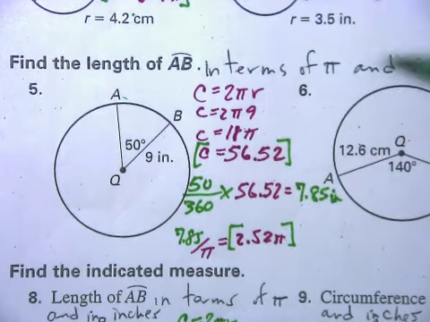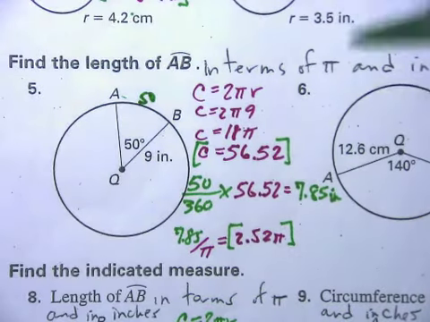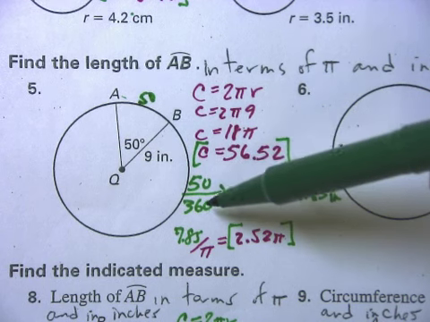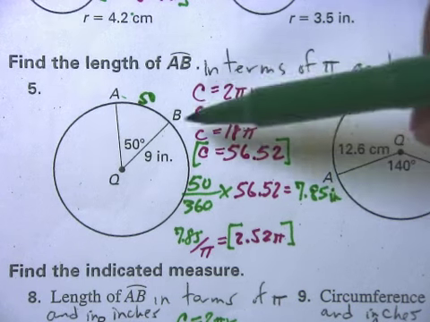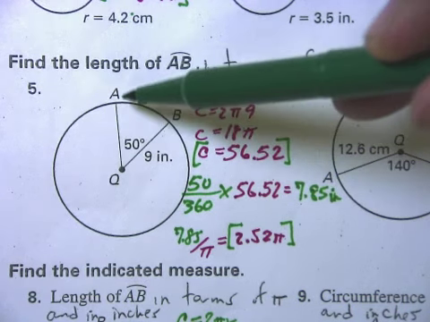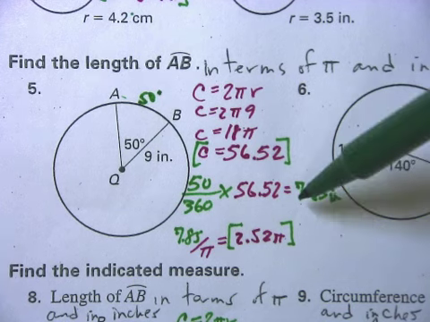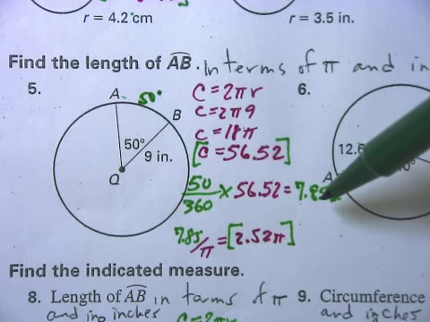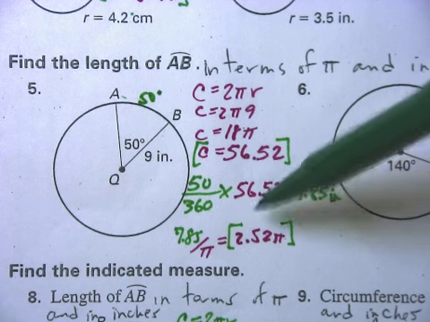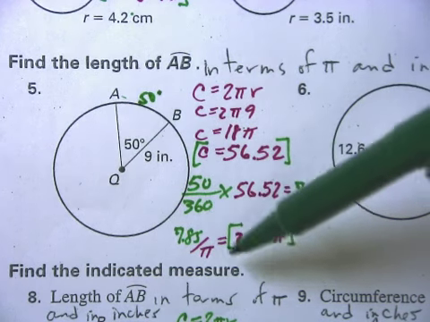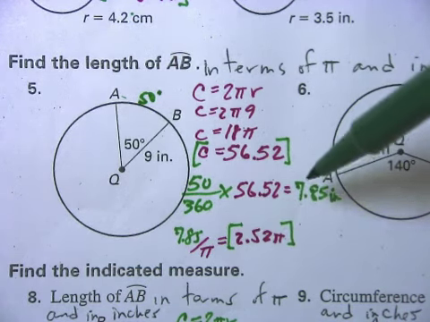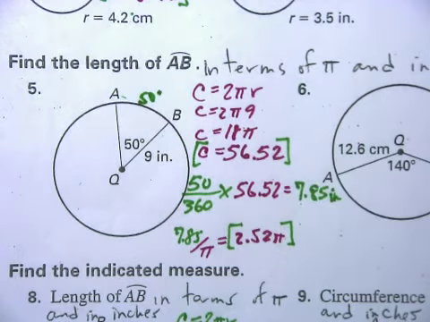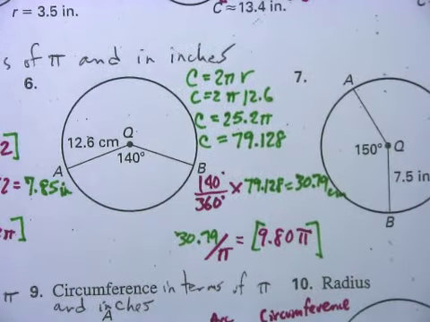I want to find the actual length of this arc right here, which, by the way, if this central angle is 50, then I know that this arc here is also 50 degrees. So it's 50 divided by 360 times the circumference gives me 7.85 inches, which means that arc AB, although it's 50 degrees, it actually measures 7.85 inches in length. And then to put it in terms of pi, all I do is divide it by pi, and 7.85 divided by 3.14 gives me 2.52 pi. So here's my answer in terms of inches. Here's my answer in terms of pi.